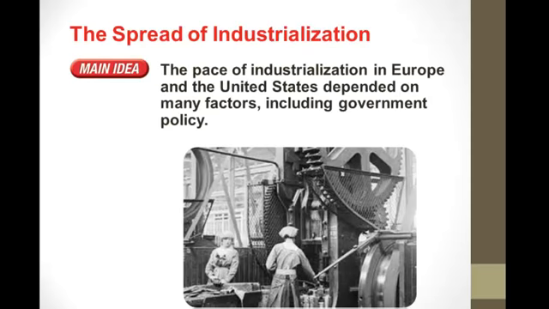Now, the main idea for the spread of the Industrial Revolution was the fact that government funding was so important. For instance, without government funding, much of the infrastructure needed to industrialize the economy would have never existed. Okay, so government policy was very important.